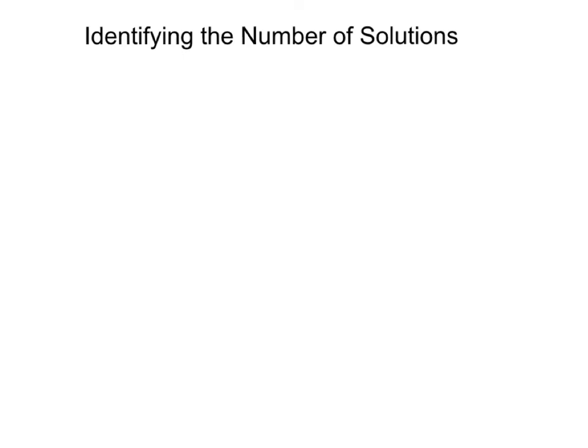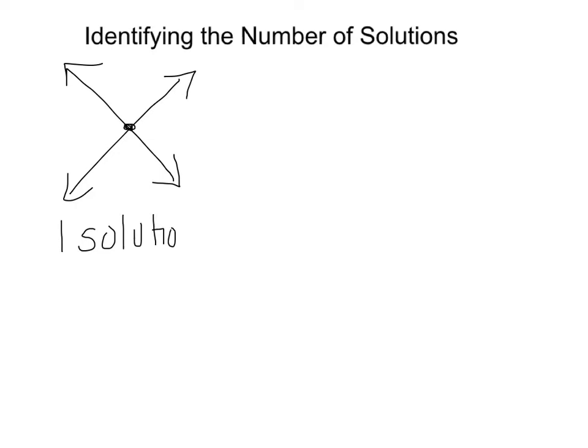And now we come to the idea of identifying the number of solutions to a system of equations. And so we've actually already done this when we talked about parallel lines and perpendicular lines. So when two lines intersect on the graph, so if these are both members of a system of equations, the point of intersection is the solution, and there's only one solution, right? Because systems have to share a common point.